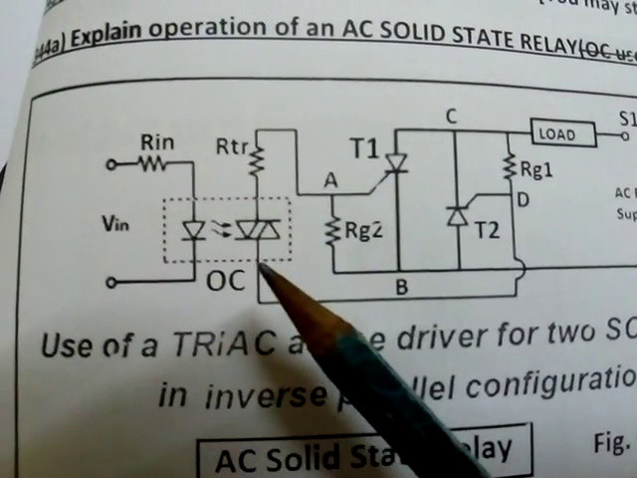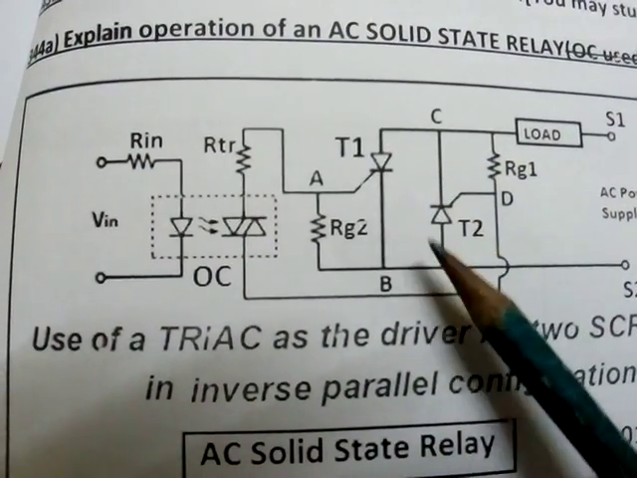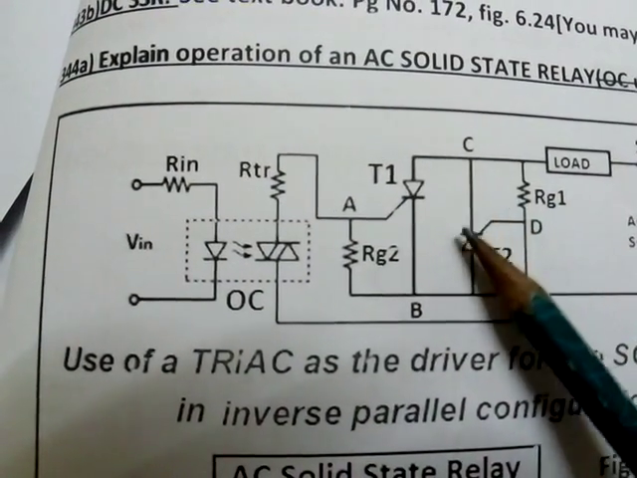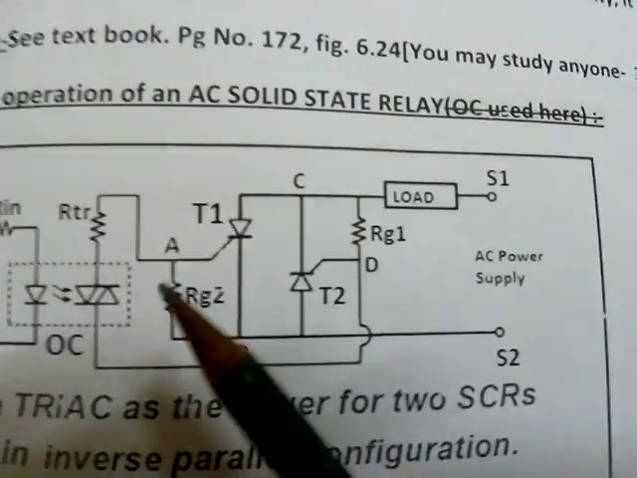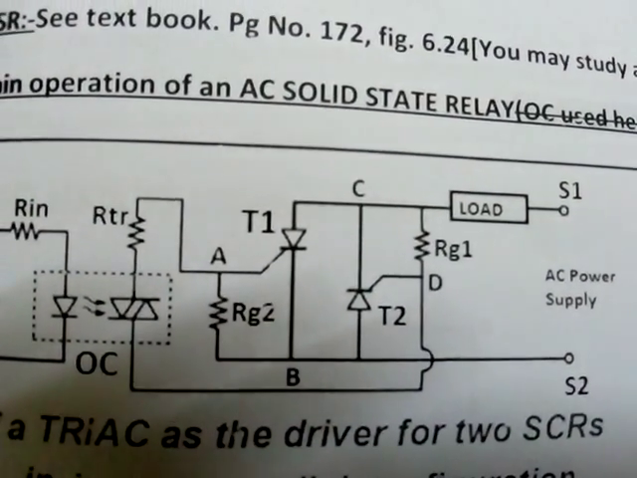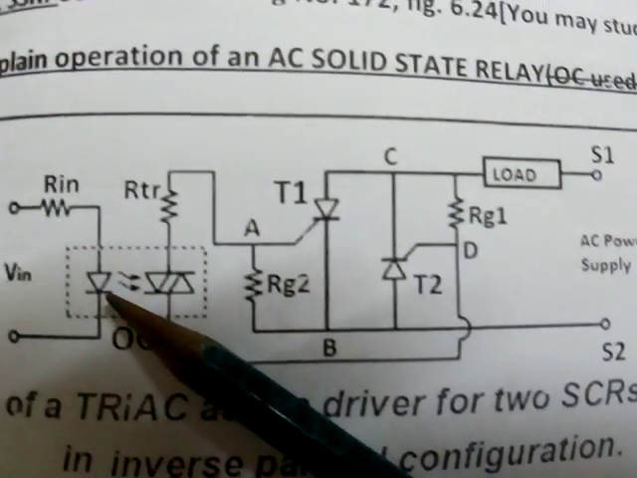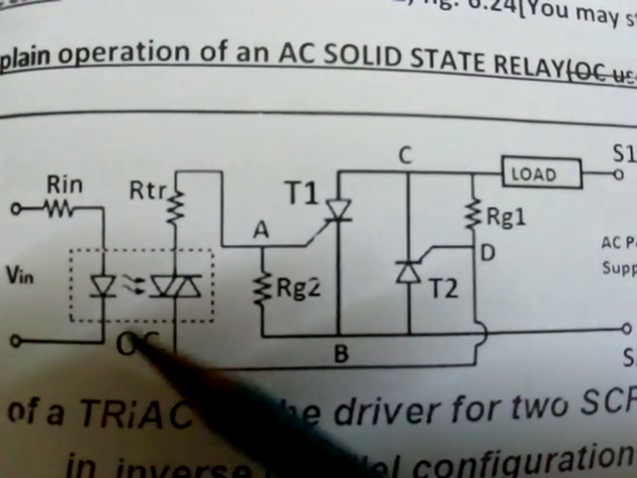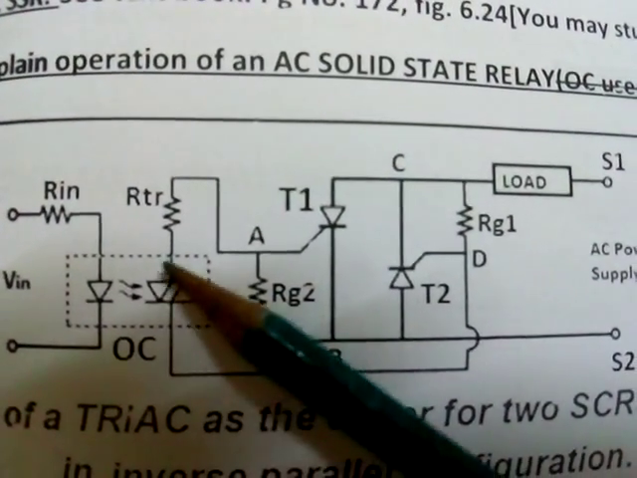So when it conducts, the respective SCRs will get gate signals in the respective half cycles. T1 will get in the positive half cycle and T2 will get in the negative half cycle. See, when input is given, LED will emit. Light will fall on the opto triac or photo triac. This will conduct.